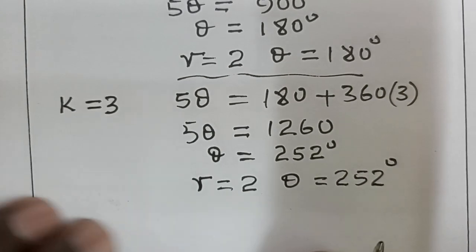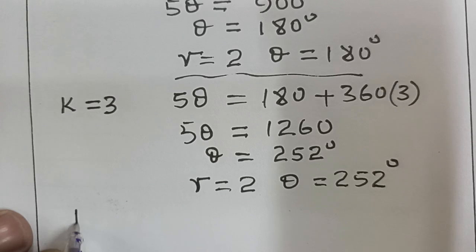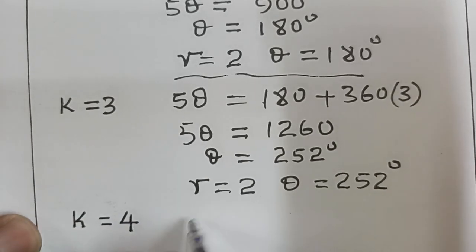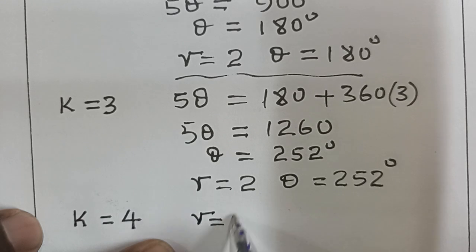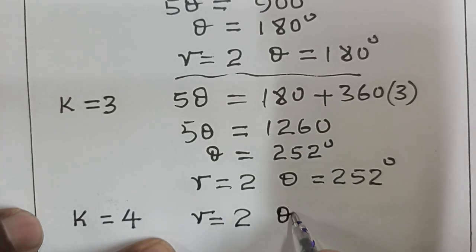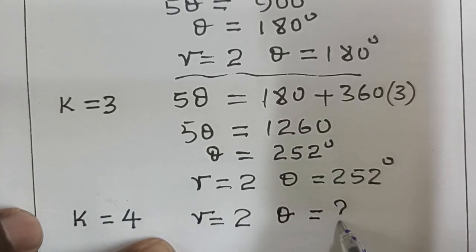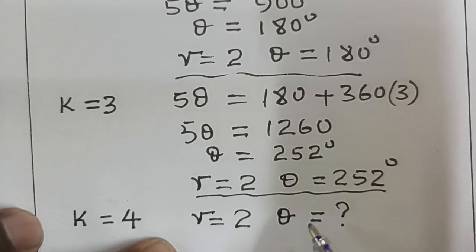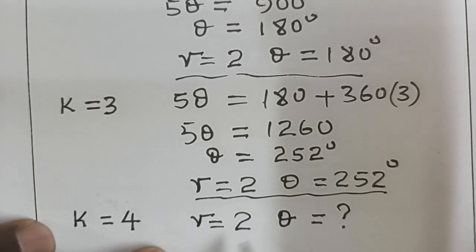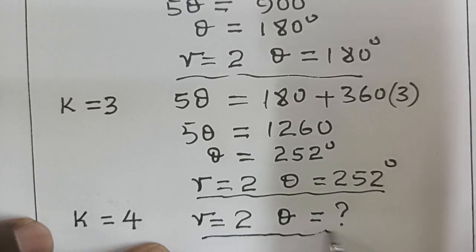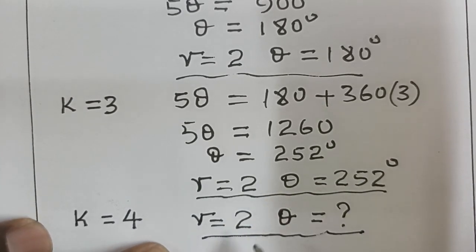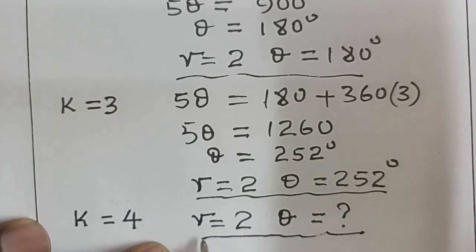Finally, let's help me find k equals 4. R we know still remains as 2. What about theta? This is our last solution. This was our third solution, and this is now going to be our last solution. It's actually the fourth and fifth, because this has 5 roots. So what is our fifth root?